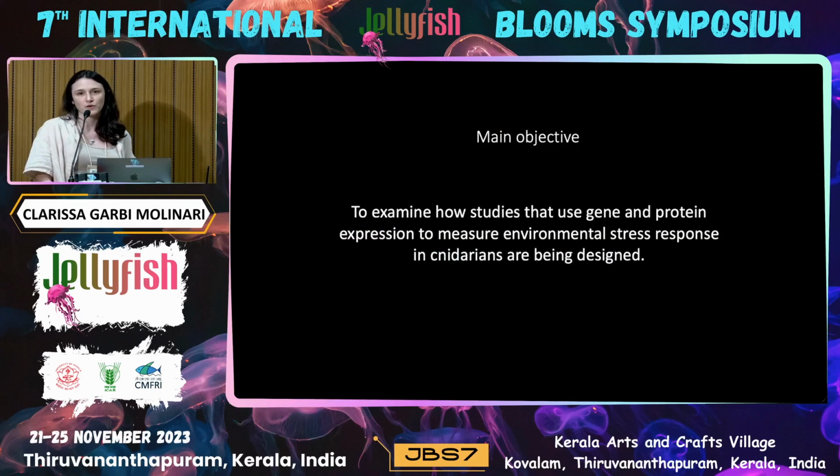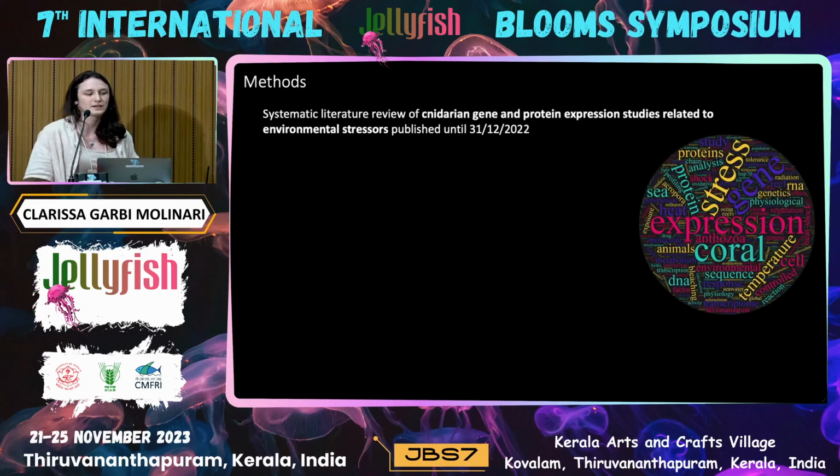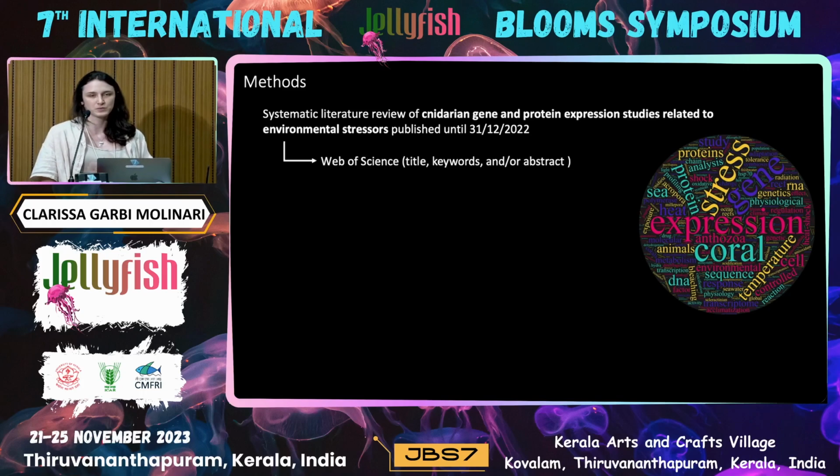So the main objective of this part of my project was to examine how studies that use gene and protein expression to measure environmental stress response in cnidarians are being designed. For that, I performed a systematic literature review of cnidarian gene and protein expression studies related to environmental stressors, published up to the end of last year. I used the Web of Science for the search, and regarding the relevant words, I looked in the titles, author keywords, and abstracts of the publications.